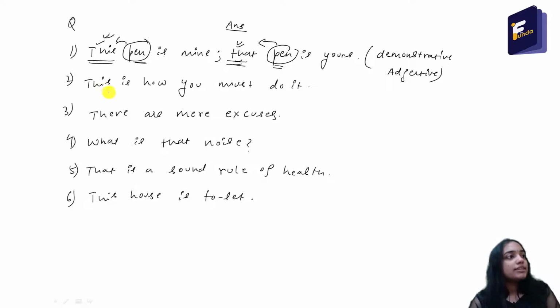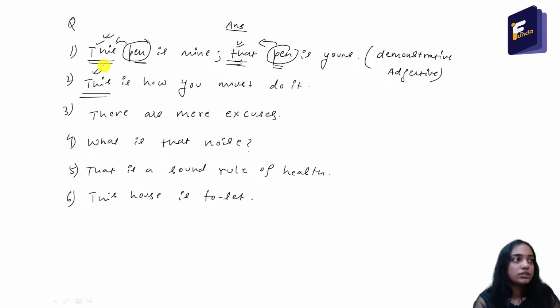In the second sentence, this is how you must do it. So the word this. First, by looking at the sentence, we can know that the word this is demonstrative. And here, by thinking about the definition first, the word this is pointing out towards something. It is not describing a noun. So here this is a demonstrative pronoun. And also by using the trick, you can see that there is no noun before which the word this is coming.